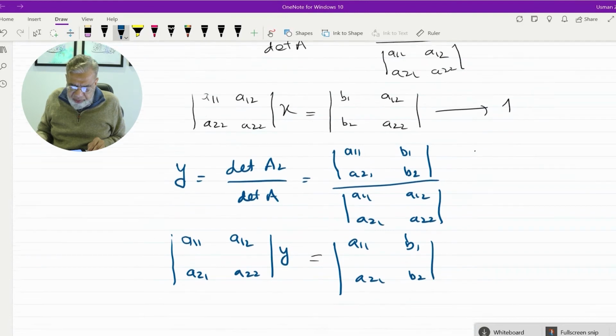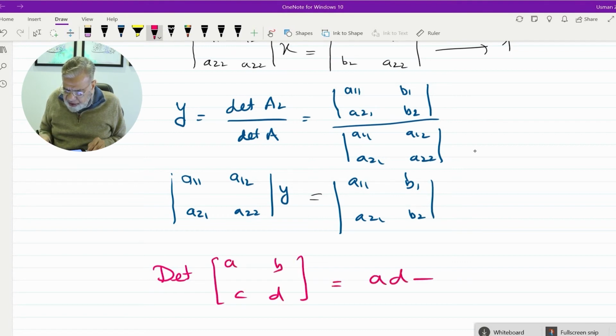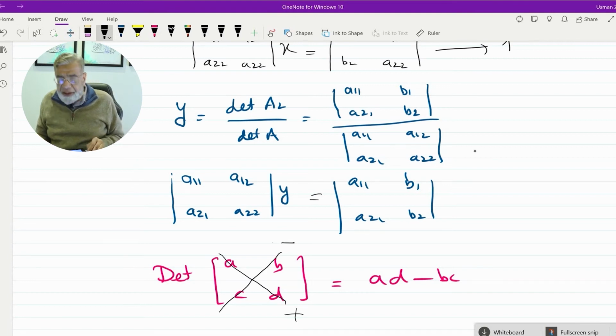I hope you remember how to find the determinant. For the determinant of a matrix with entries A, B, C, D, this is equal to AD minus BC. So the rule is that we multiply this diagonal with a plus sign, and this one with a minus, and that is the number we get by finding the determinant. This is the idea. I hope you don't forget this one. We discussed this in linear algebra.